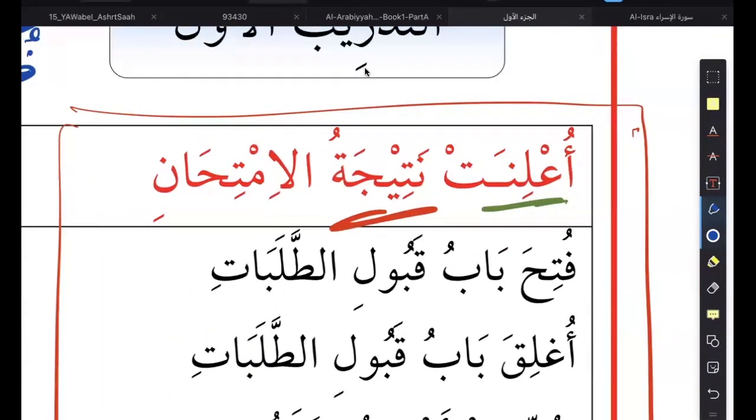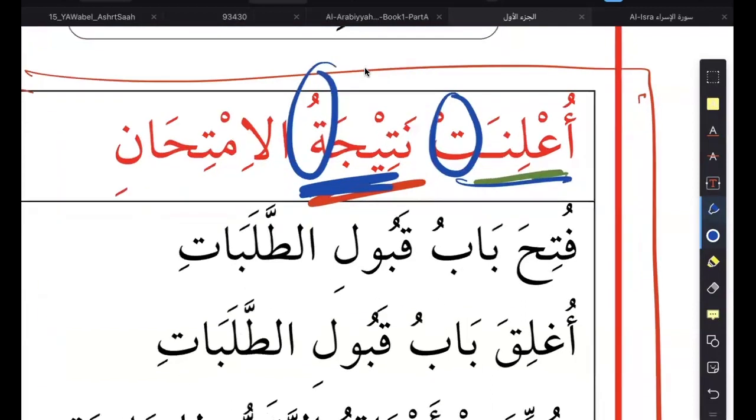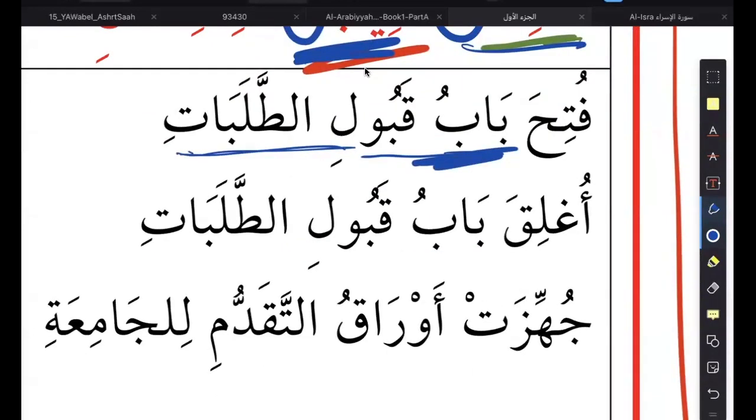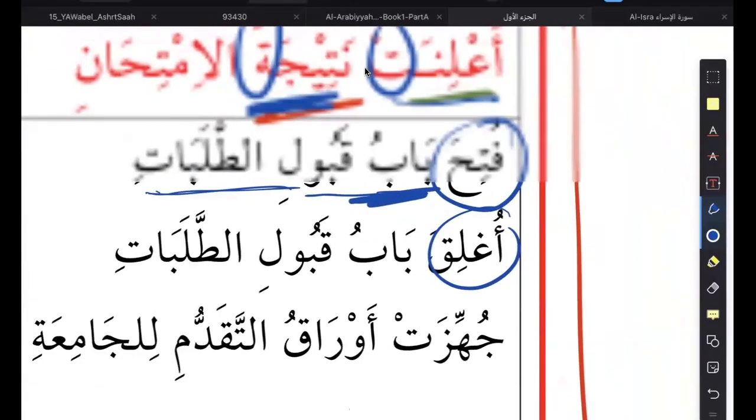So that's why we have a feminine ta here, because natija is feminine. We cannot say ulina natija, no, because natija is naibul fa'il, and it is mu'annath. So your fi'l needs to be mu'annath as well. Makes sense, guys? Here we don't have a problem because the bab is masculine. So we have futiha babu qubuli talibat. So the door of acceptance of the female students was opened, the passive form. Ughliqa babu qubuli talibat. So this one is opened and this is closed. Makes sense?